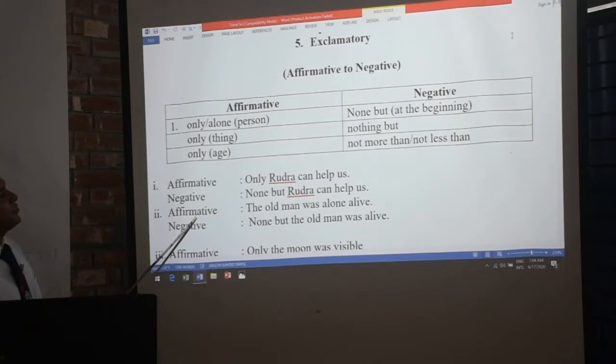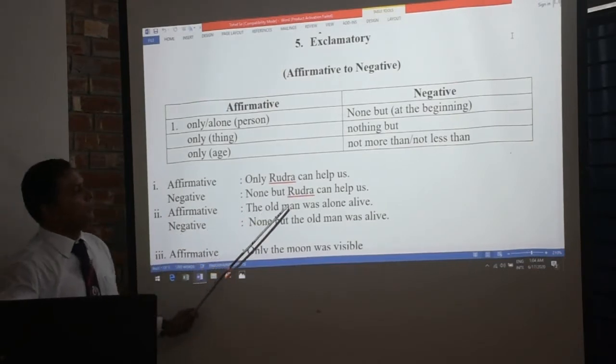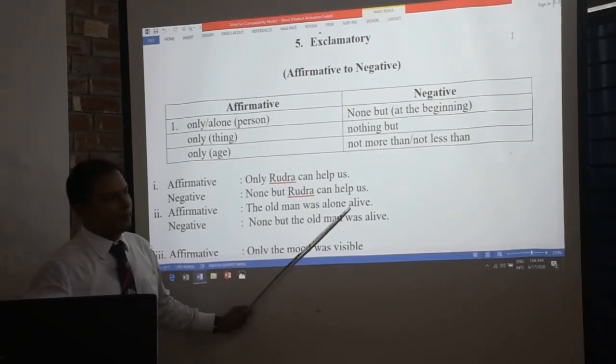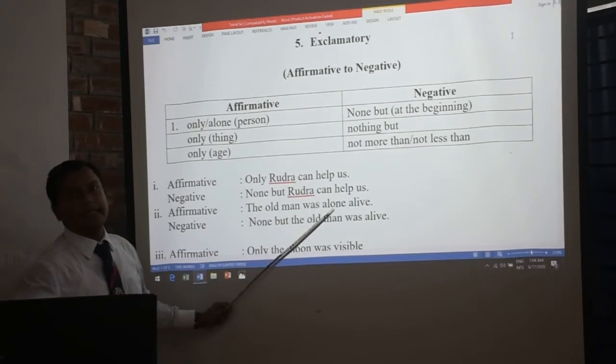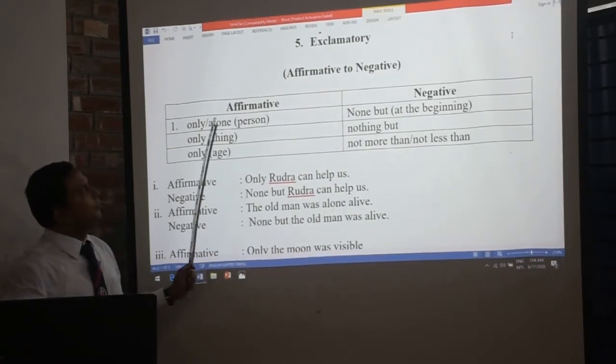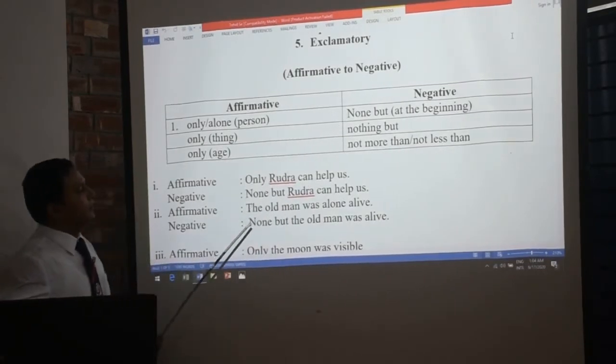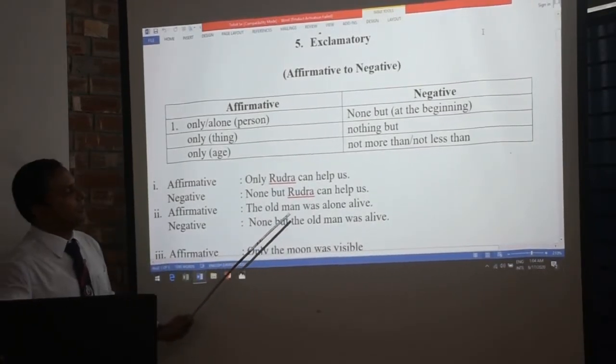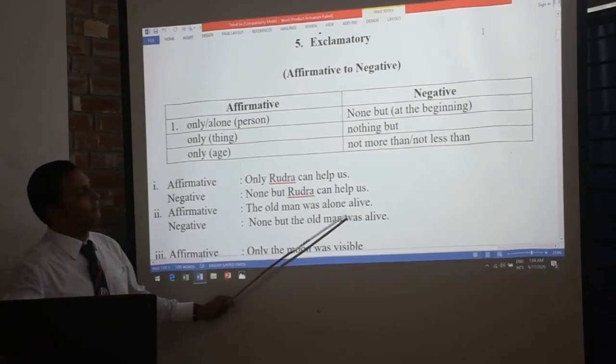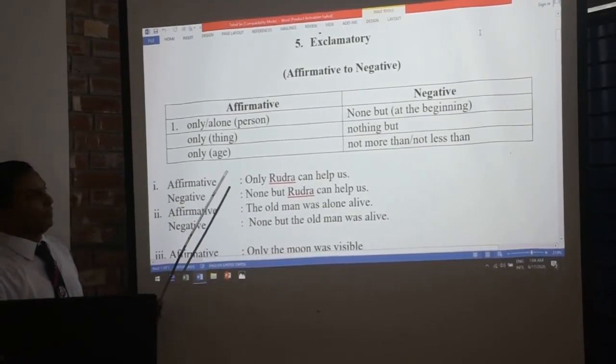Similarly, in the next sentence, the old man was alone alive. So the rule here is alone. For alone, we can use none but. So the answer will be none but the old man was alive. This rule is very simple.